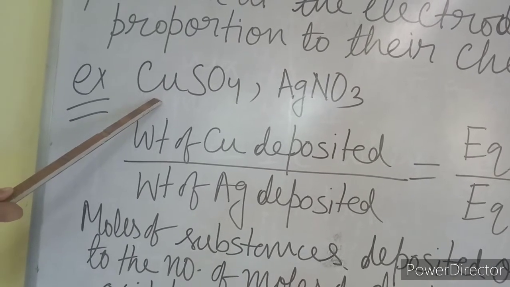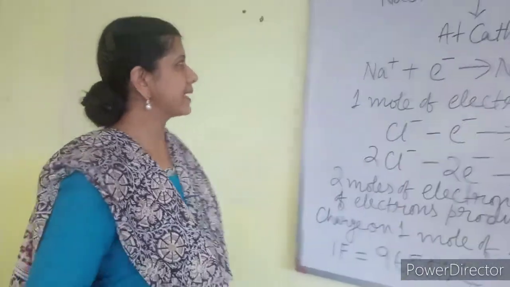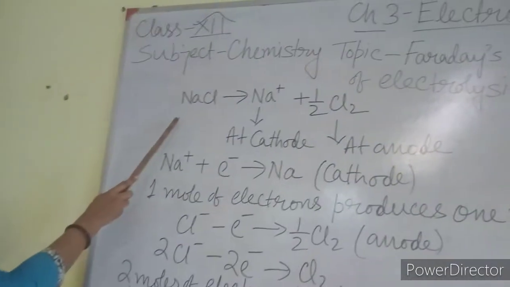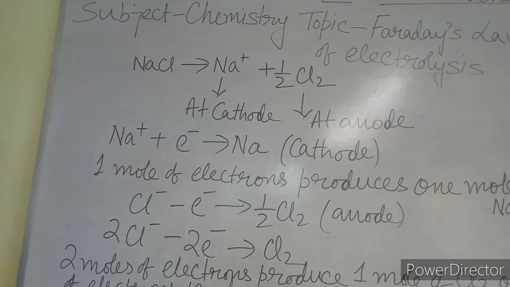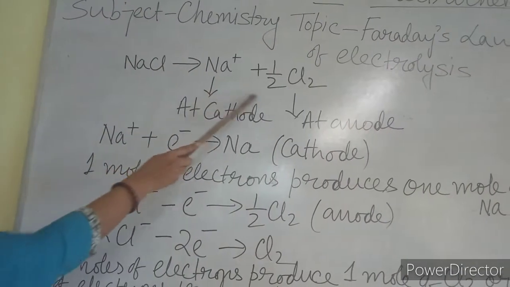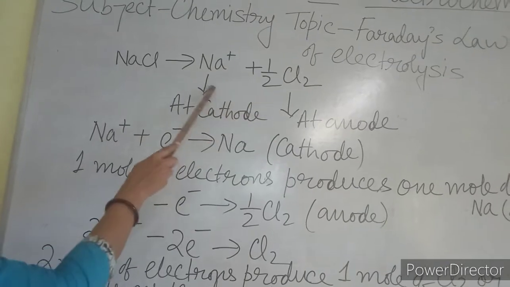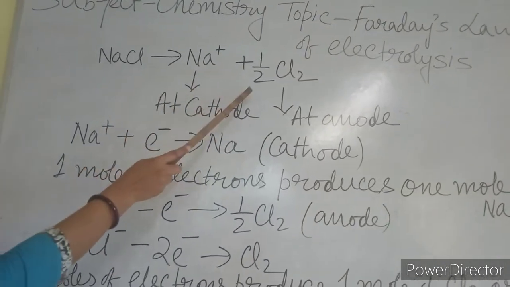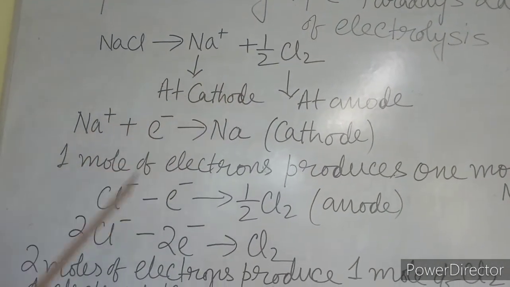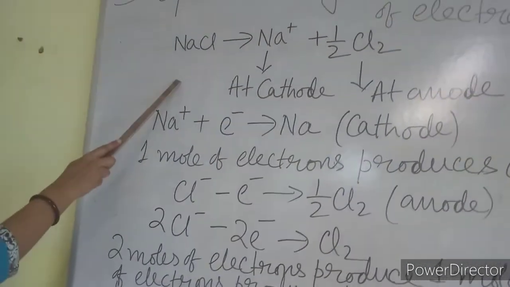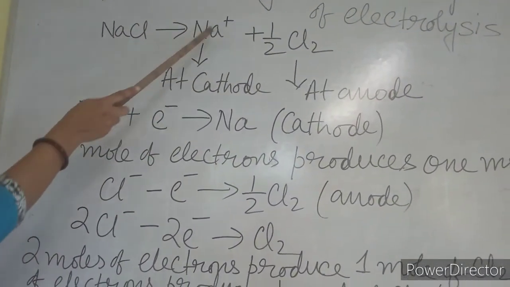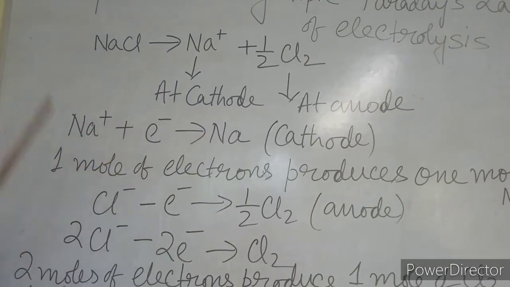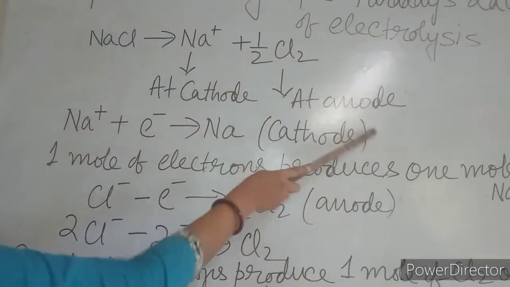Similarly, I am coming to another example. Suppose NaCl is the electrolyte, sodium chloride. It is going to be deposited like this, that is Na+ and half Cl2. That means decomposition of NaCl will give sodium and chlorine. Sodium Na+ will be at the cathode and half Cl2 at the anode.